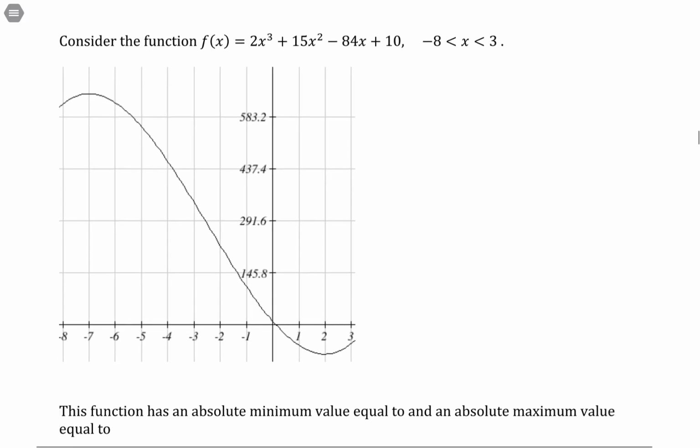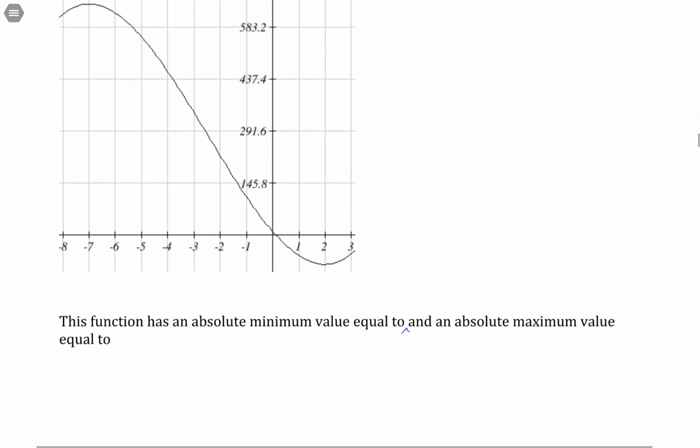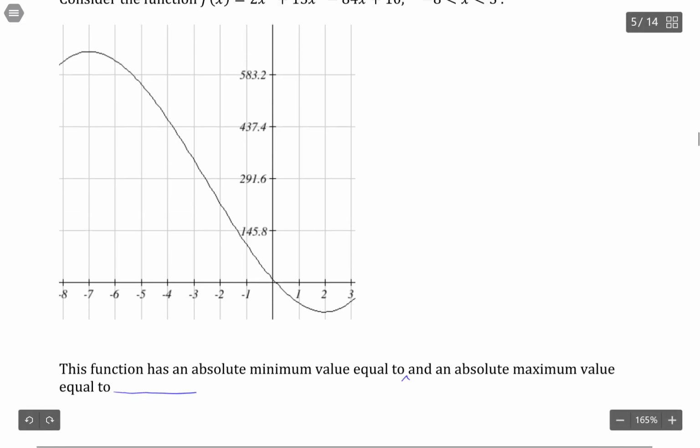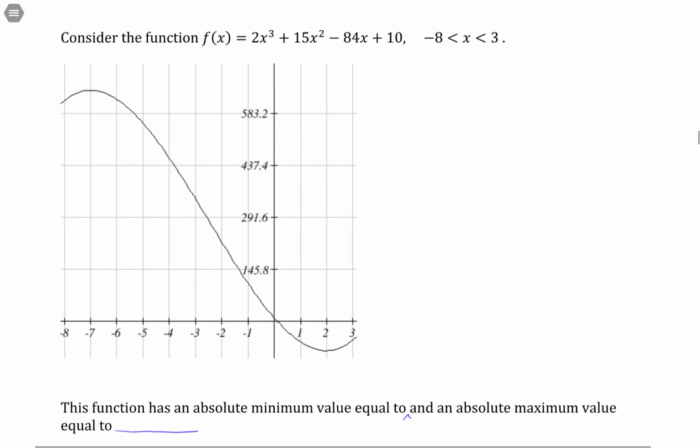Consider the function f of x equals 2x cubed plus 15x squared minus 84x plus 10 on the interval from -8 to 3. This function has an absolute minimum value equal to, it's two different questions here. Online, these come up as blanks, and an absolute maximum value equal to, and then there's a blank to enter that. All right, so finding absolute minimums and absolute maximums.